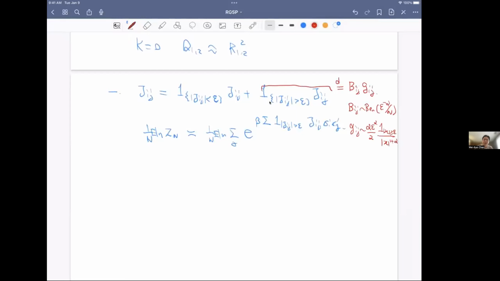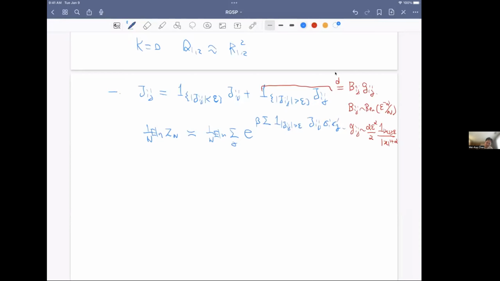Okay, so you can literally write this indicator times J_ij as the product of these two independent random variables B and G. This is really equal in distribution, not an approximation. It's a nice exercise to check. You can either use the characteristic functions or just check the densities. They will match immediately.